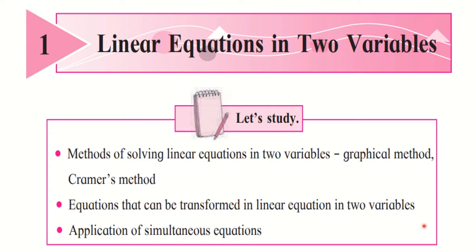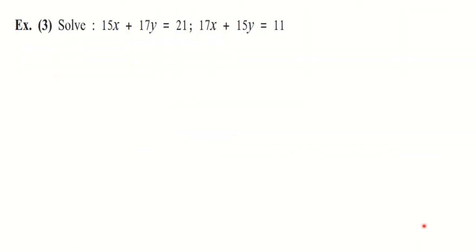We are discussing the solved examples, and now we will see solved example number 3. The example is: solve 15x plus 17y is equal to 21, and the second one is 17x plus 15y is equal to 11. Here you have to observe these two equations very carefully, especially the coefficients of x and y. Don't look at the value on the right hand side, or the constant. The coefficients of x and y you have to observe.